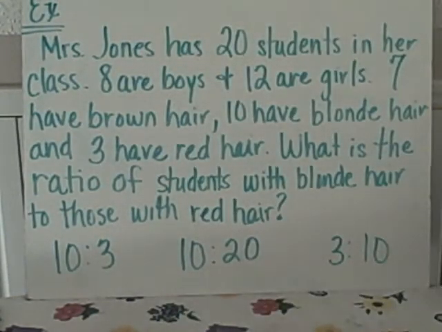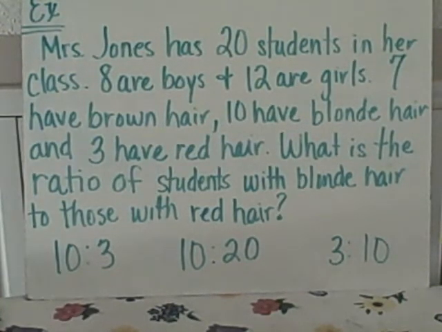We're going to look at an example that asks about a ratio. It said Mrs. Jones has 20 students in her class. 8 are boys and 12 are girls. 7 have brown hair, 10 have blonde hair, and 3 have red hair. What is the ratio of students with blonde hair to those with red hair?